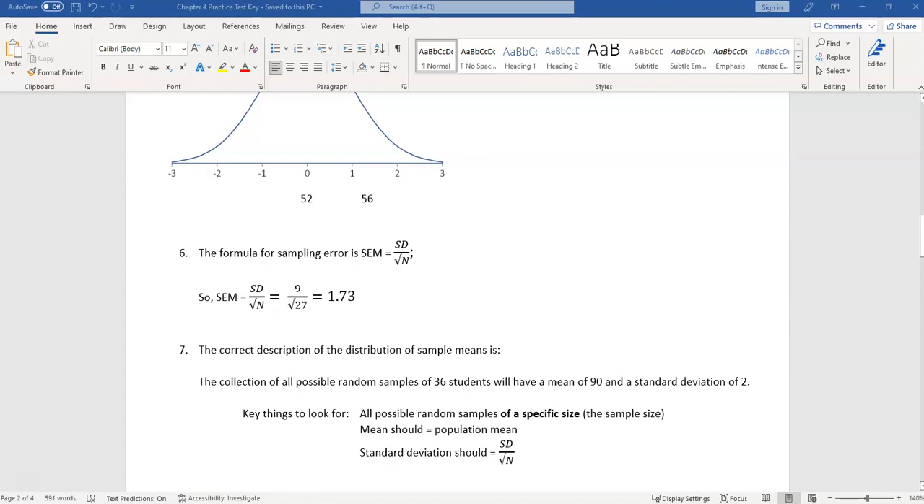Number 6 is asking you to compute the standard error of the mean, or the expected sampling error that you would expect when you have a standard deviation of 9 and a sample size of 27. So you substitute it in, and there's your answer.